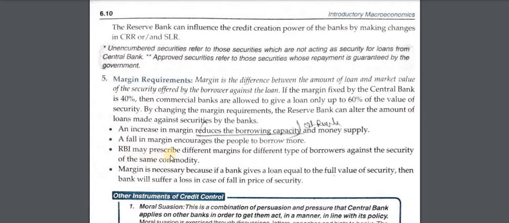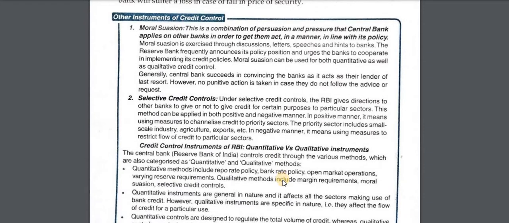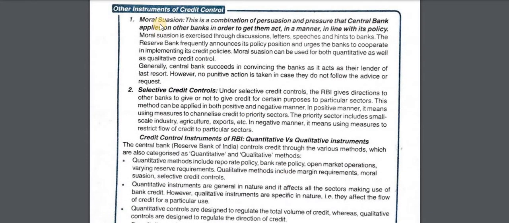RBI may prescribe different margins for different types of borrowers against the security of the same commodity. Margin is necessary because if a bank gives a loan equal to the full value of security, then the bank will suffer a loss in case of a fall in the price of security. Other instruments of credit control.